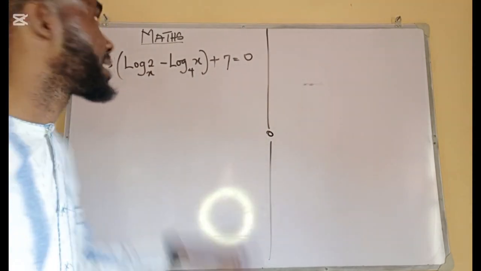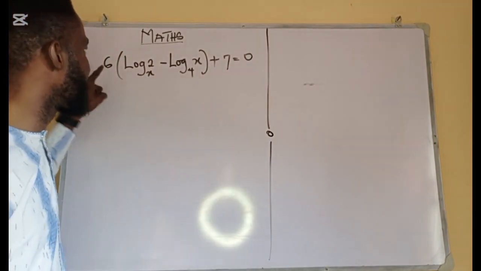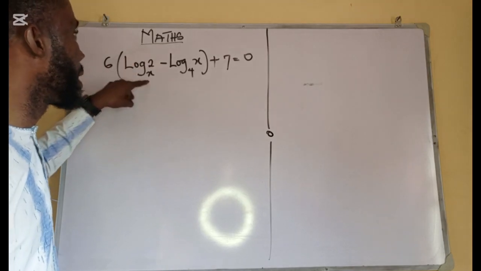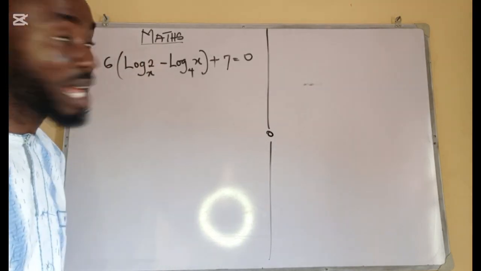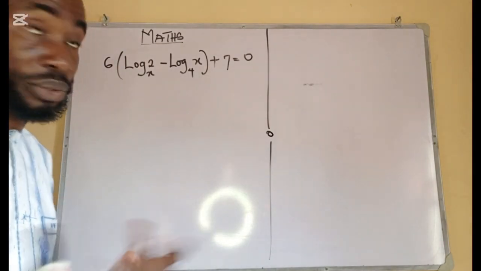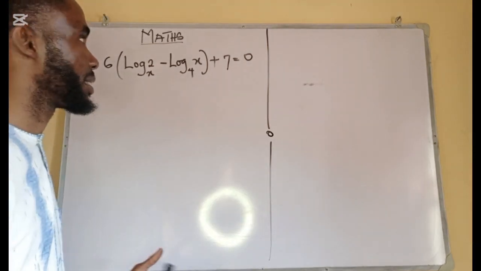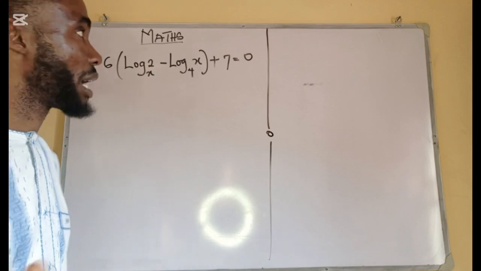Exactly. So let's solve this logarithm question here on the board. So we have 6 into log 2 base x minus log x to the base of 4 plus 7 is equal to 0. You see, we want to obtain the value of x here. I'm going to solve this using a very simple approach.